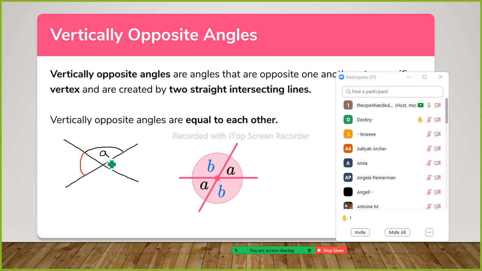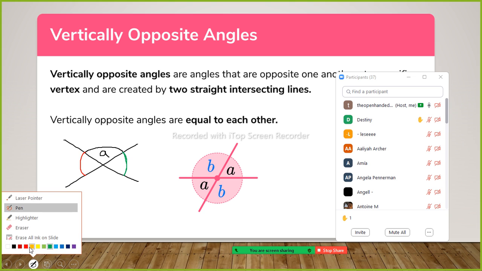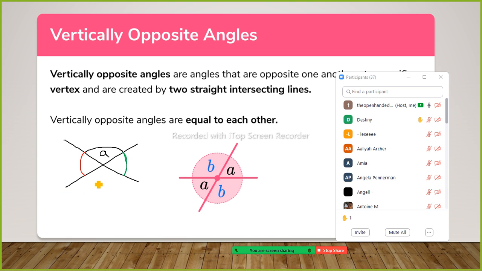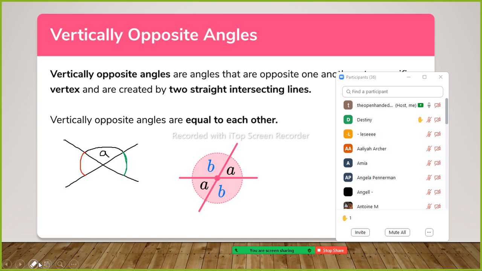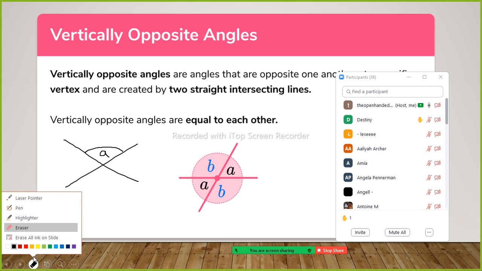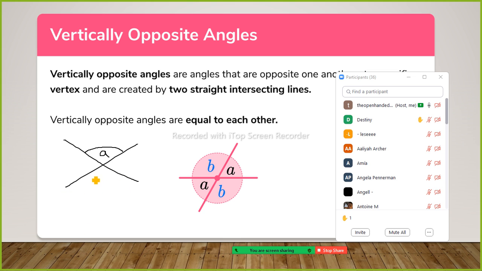No, definitely not. How about the one in green? No, definitely not. Well, how about the one in yellow? Yes, definitely. So that angle is also equal to angle A. So the one in yellow is vertically opposite to angle A. It's directly opposite it.